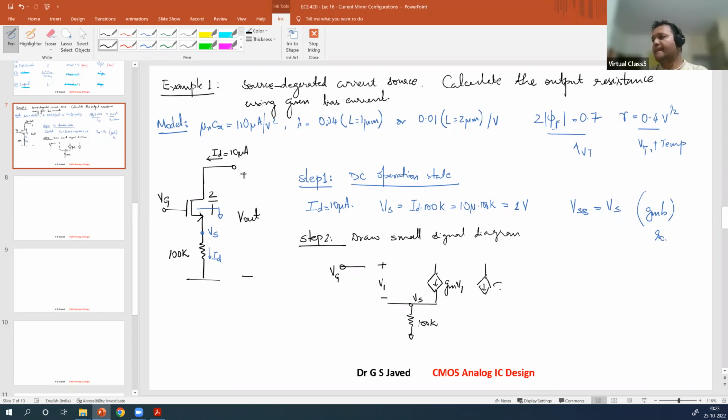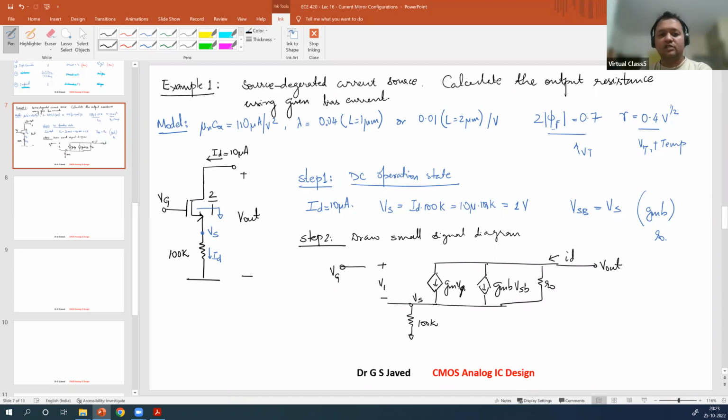And there will be GMB VSB. Now this is GM VGS. We'll keep it. Finally, you will have your R naught. This will be total ID, and this is the V out value at which you are testing.